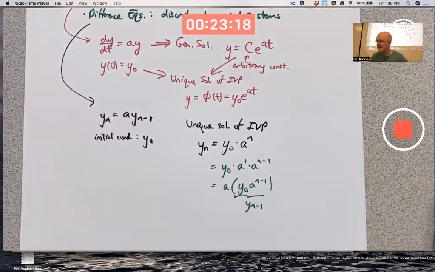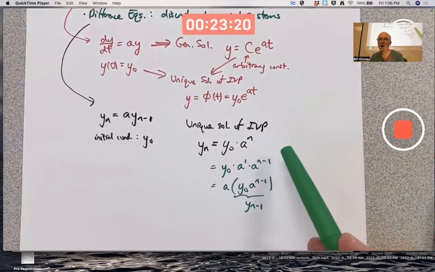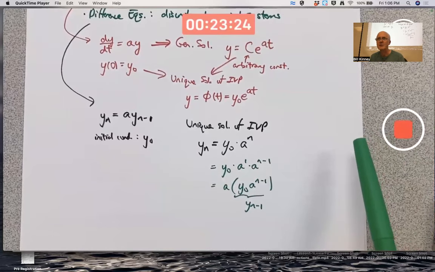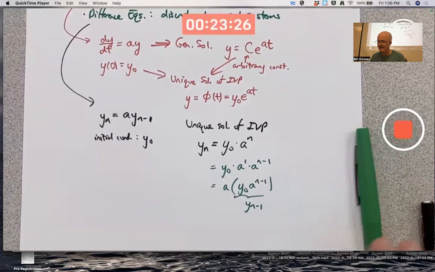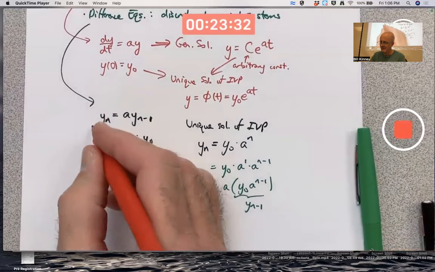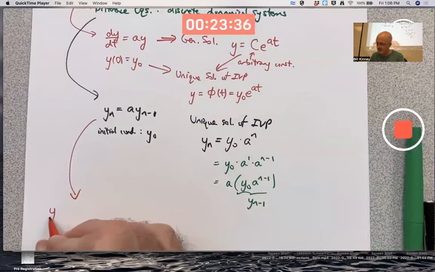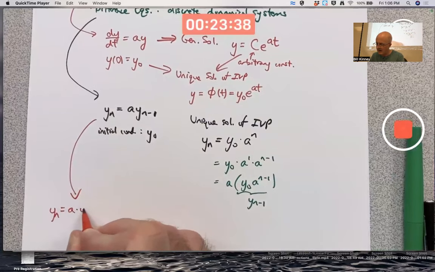If you didn't know what to guess, how would you solve it? I mean, one of you knew what to guess. Don't integrate, instead, iterate. Use this equation over and over again. y sub n equals a times y sub n minus 1.